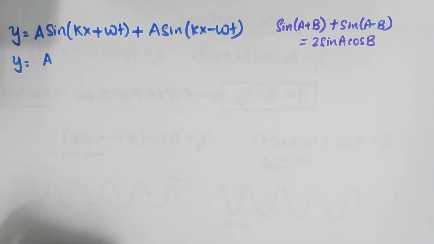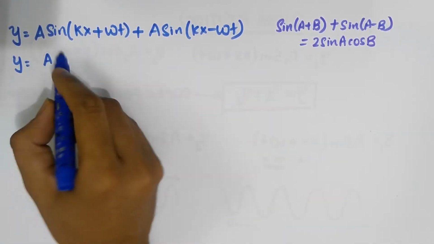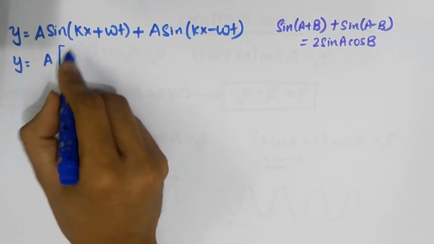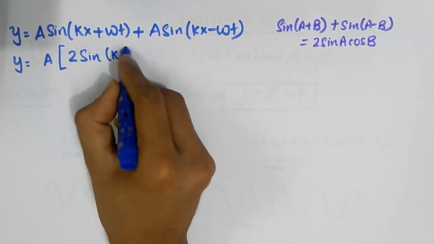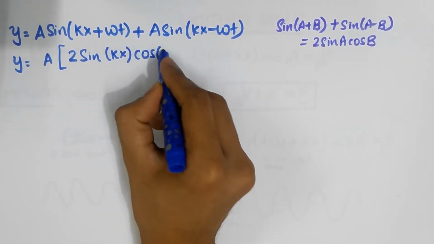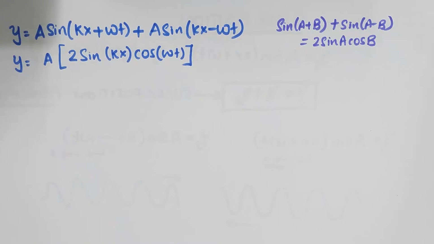This is what you would end up with. Okay? So you would get the same thing. This is a and this is b. So a multiplied by 2 times sine kx cos omega t. There we have it.